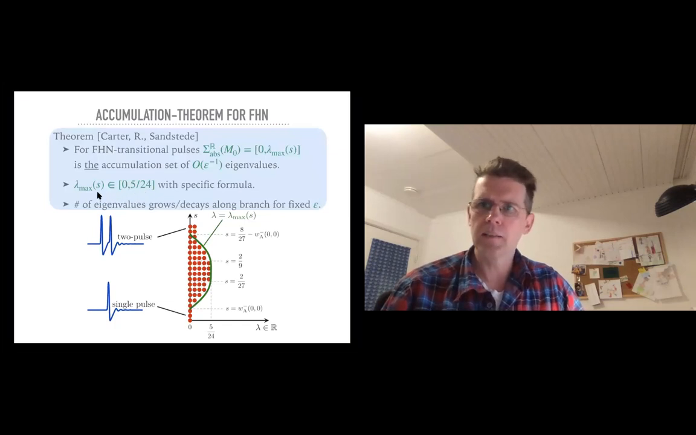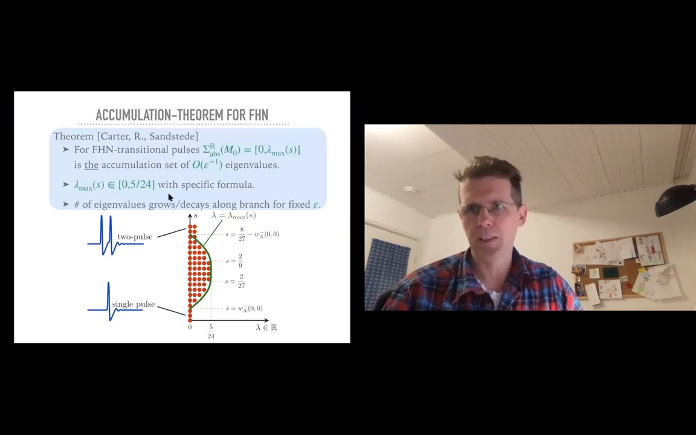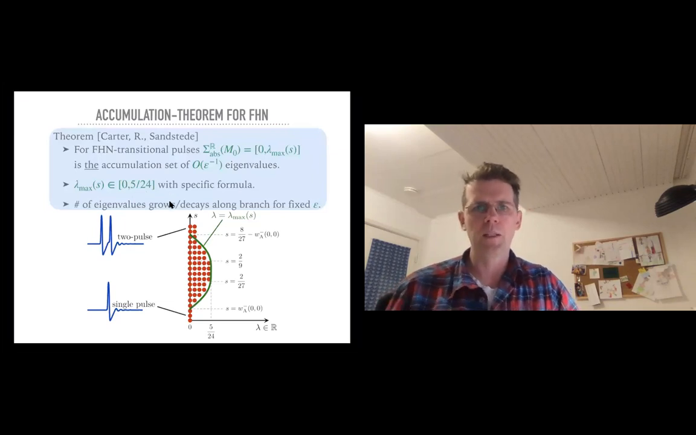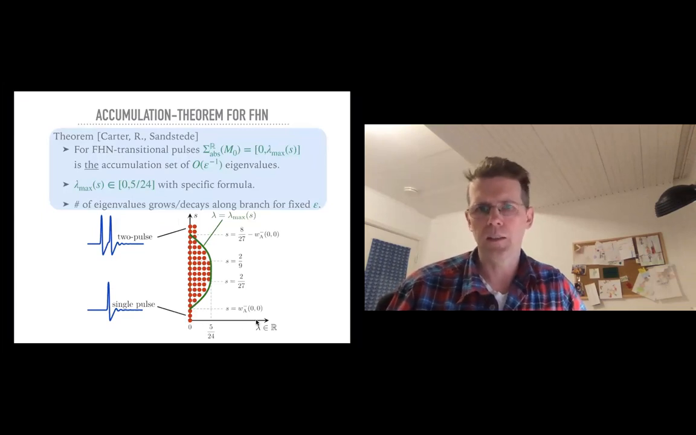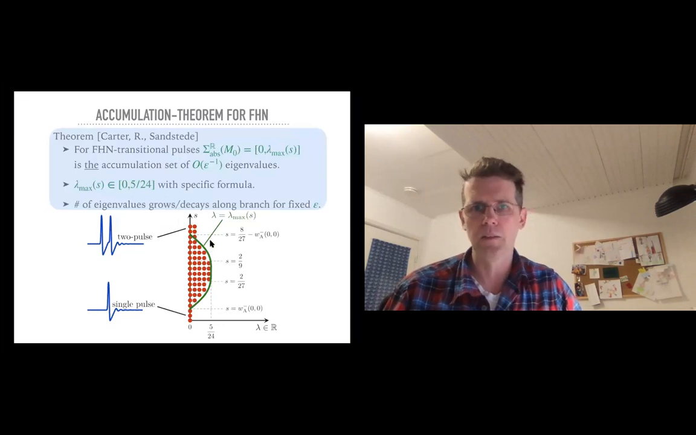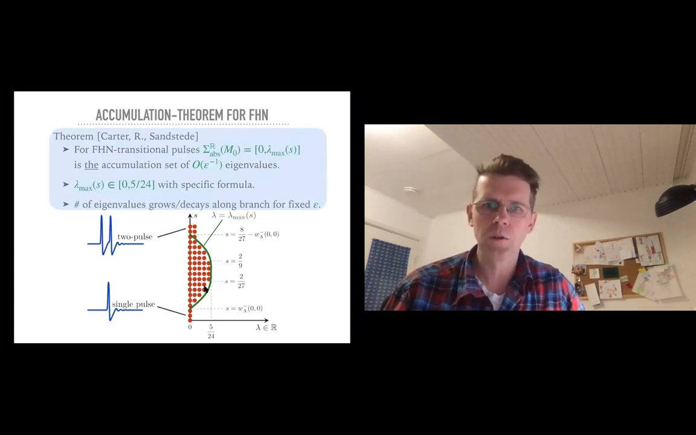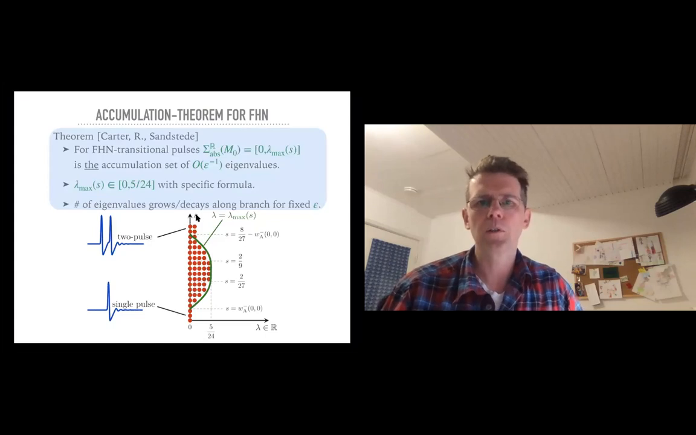The other aspect is that the number of eigenvalues not only grows when epsilon goes to 0, but it also grows or decays along the branch if we fix epsilon sufficiently small. I'll try to explain it by this cartoon picture down here. The horizontal axis is the real axis where these eigenvalues lie. And this value here, 5/24, is the maximum extent of this lambda of S and the maximum extent of this interval. The green line shows the endpoint, this lambda max of S, and S again in the vertical direction corresponds to going along the branch.